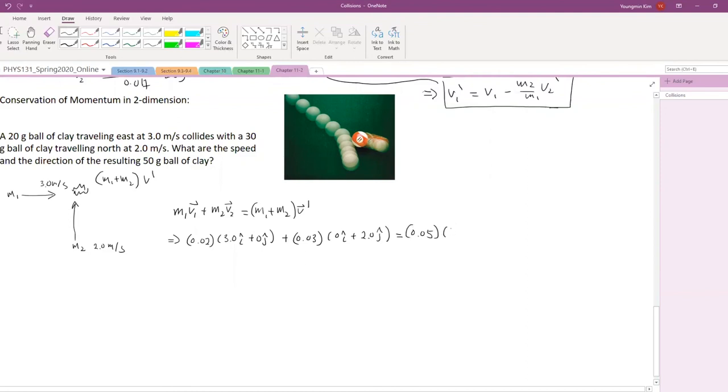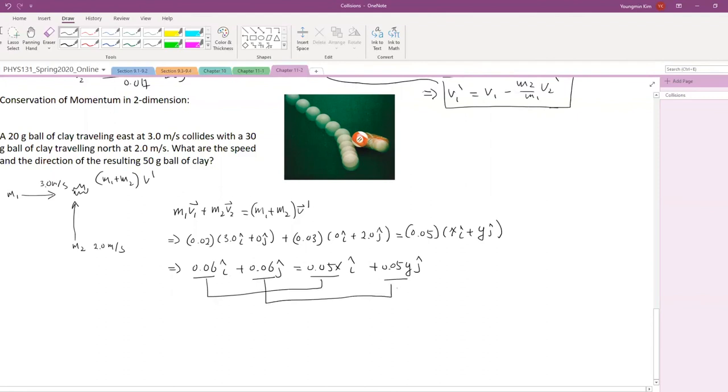And for V prime, we will assign an arbitrary vector, x i plus y j, and we'll be solving for x and y. So here, this would be 0.06 i, I'll skip the zero part, plus 0.06 j is equal to 0.05 x i plus 0.05 y j. And the i and j components have to be equal, because that's the only i and j component existing here. So you can solve for x and y, which in this case are both the same: 0.06 divided by 0.05, which is 1.2. That tells me that V prime, finally, the answer is 1.2 i plus 1.2 j.